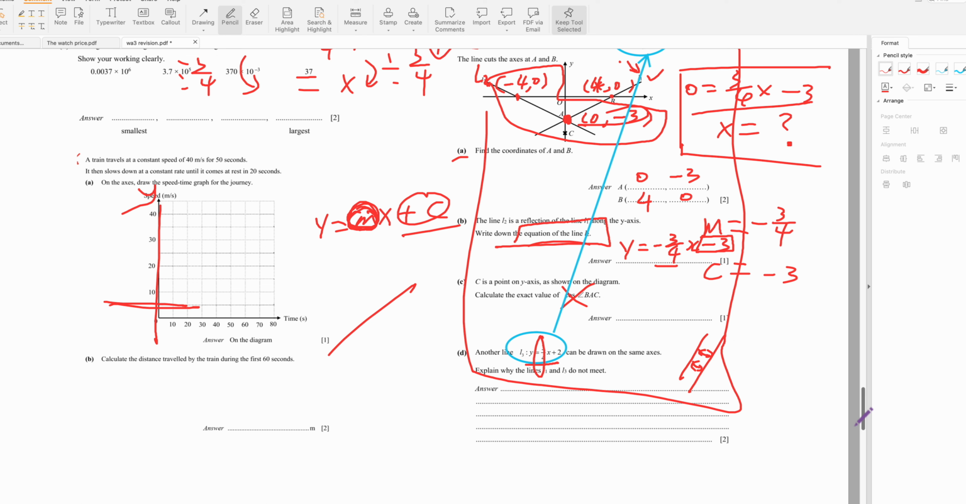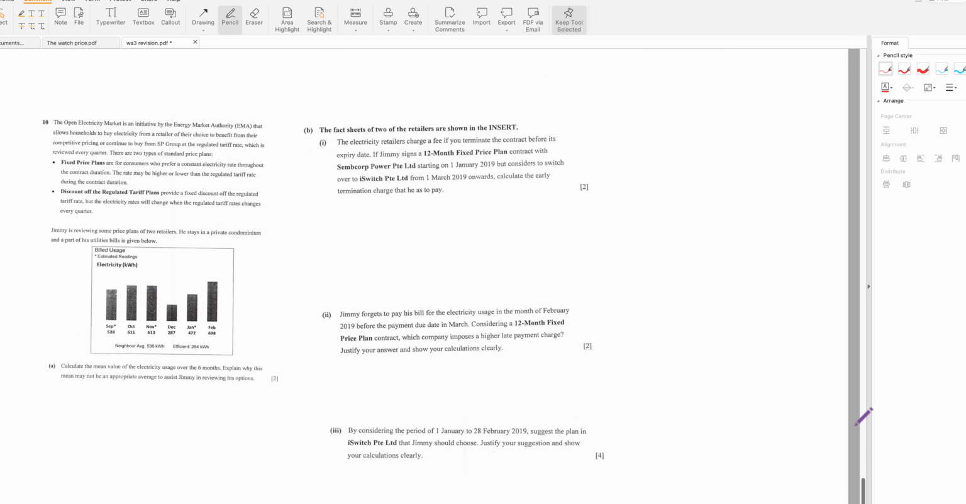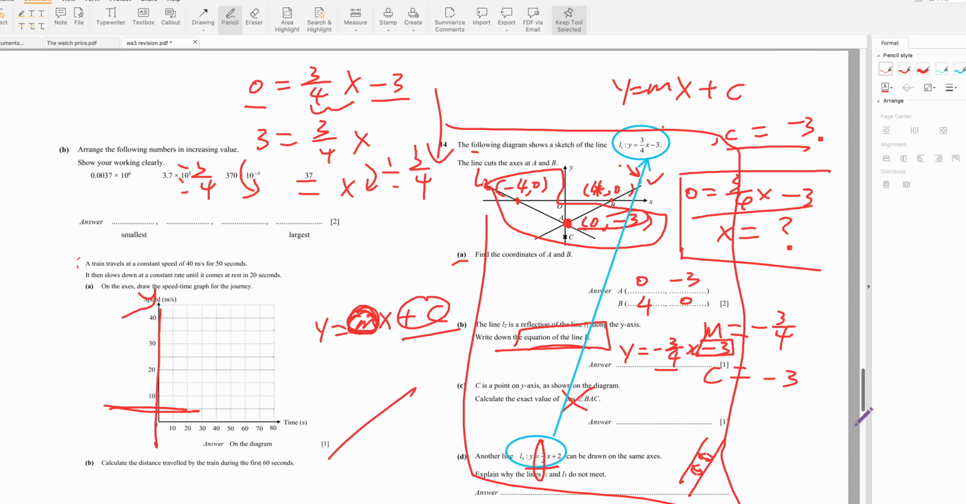Next question. Wait, the question beside the one on mx plus c. That question. A, B, C, D. No, beside. Yes, this one. They said draw for 40 minutes per second for 50 seconds, right? Then the next sentence says, you draw already now. I want to see the shape. Can you use the one? I feel like I didn't bring that one.